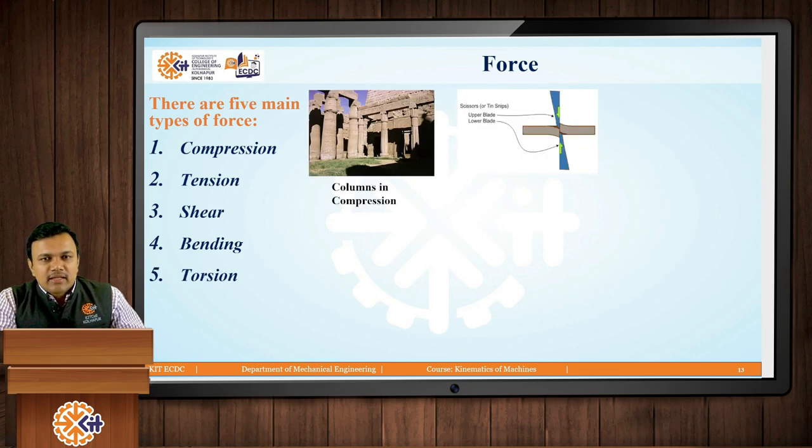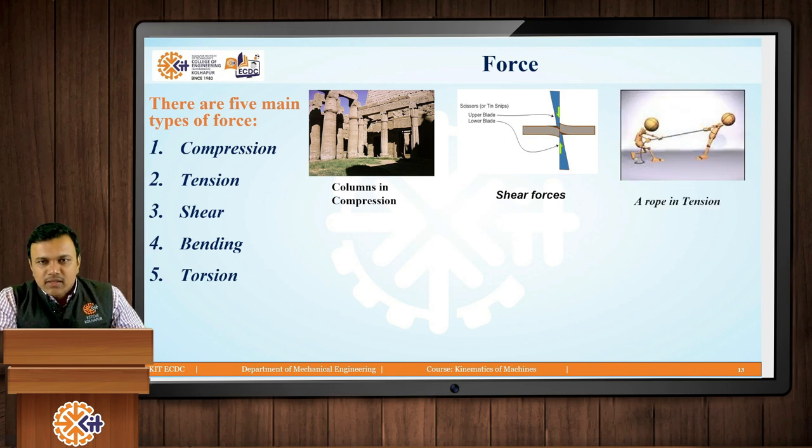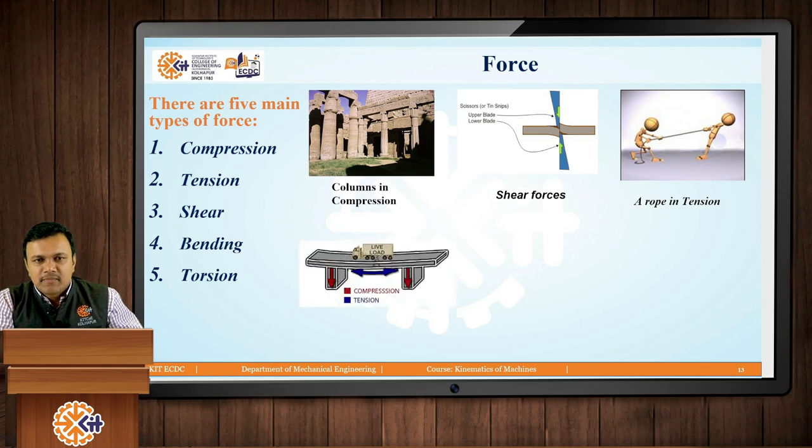By looking at the examples shown here, you can see the columns. The columns will always be in compression. Then the welded plates will always be in shear force. Then if two people are pulling a rope from each end of it, the rope will be under tension force.